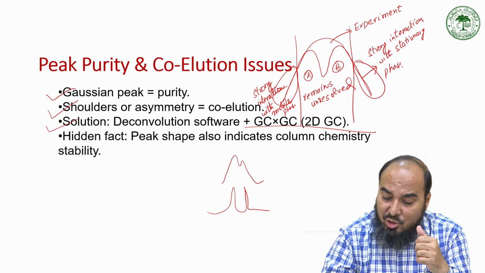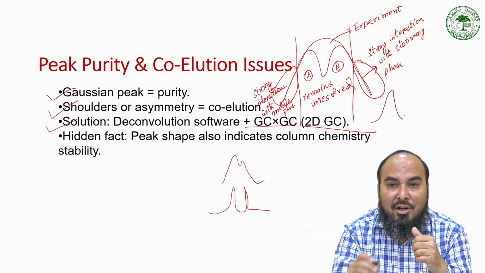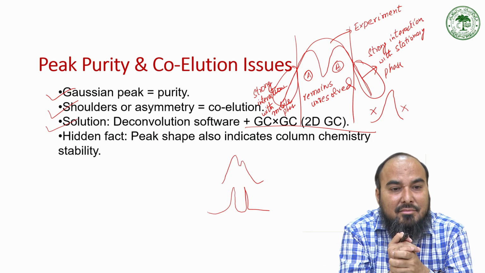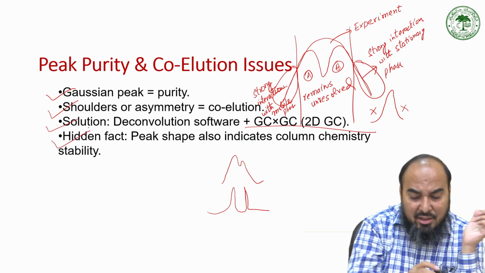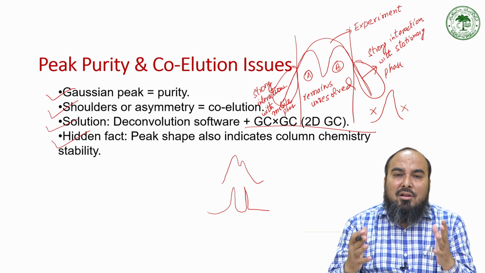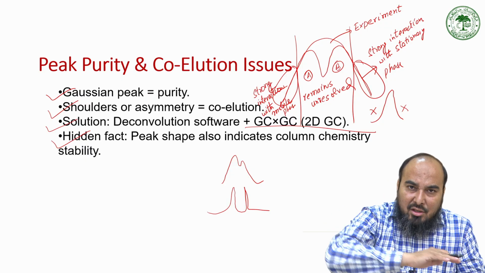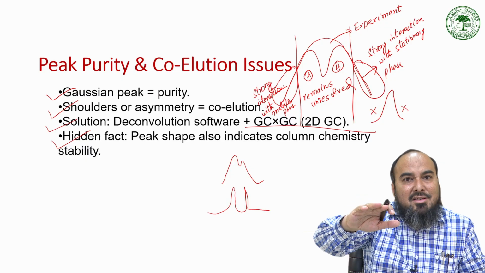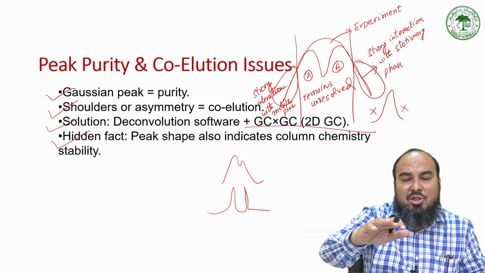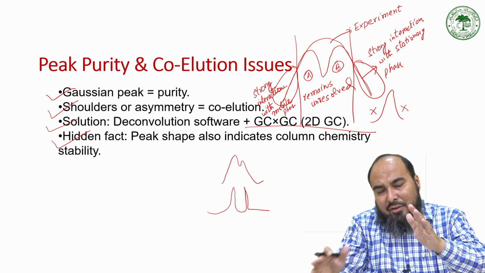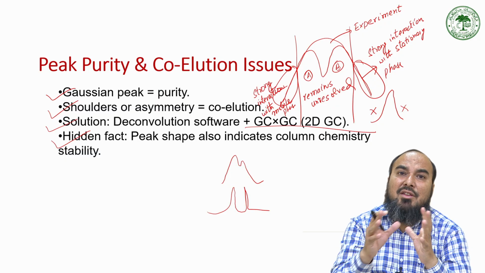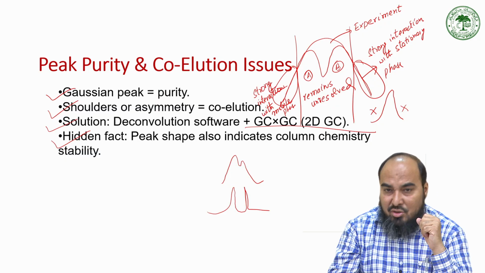So ideally your peak must be Gaussian like this, no fronting, no tailing. The peak shape actually indicates the column chemistry, that is, which type of interaction is dominant. If you have a long fronting, it means the dominant interaction is that of the mobile phase with the solute molecule. If you have a long tailing, then it implies a dominant interaction of the stationary phase with the solute molecules. Okay, so it is like this.